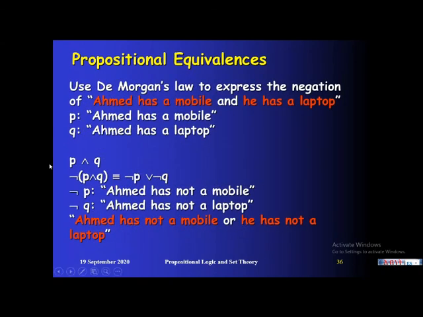So look at what I said earlier. What is the negation of P? Ahmed has not a mobile. The negation of Q: Ahmed has not a laptop. So write this: the negation of P and Q is Ahmed has not a mobile or he has not a laptop. Their equivalence means their truth values are the same.